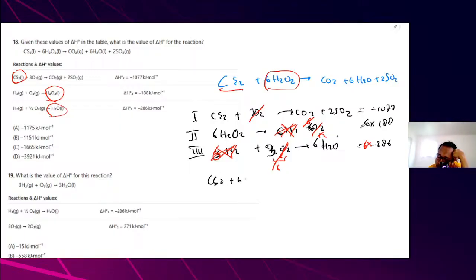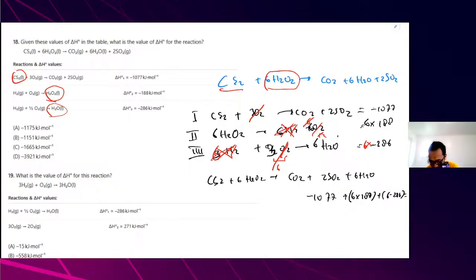CS2 plus 6H2O2 becoming CO2 plus 2SO2, and then we are adding H2 again. Okay, H2 again over here. 6H2. Oh, yeah, that's great. So now just like this way, and then 6 times 188 plus 6, kind of like this, right? So let's take a look at the answer.